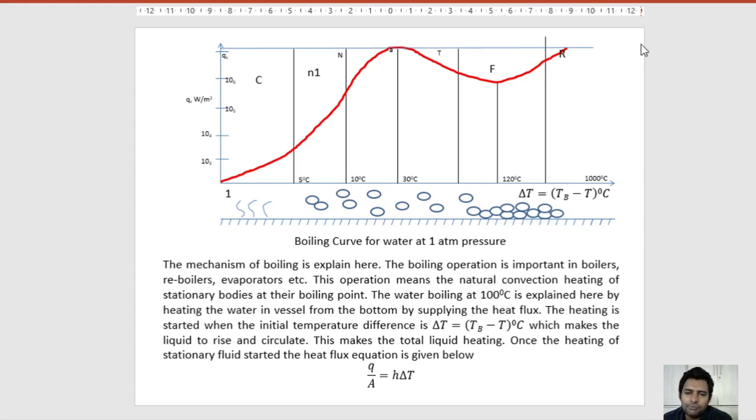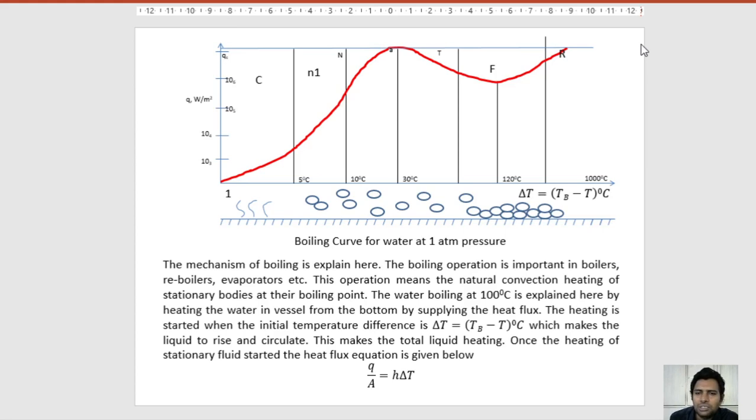Actually, the mechanism of boiling is explained here. Boiling operation is important in boilers, reboilers, evaporators, etc. And this operation means the natural convection heating of stationary bodies at their boiling point. Water boils at 100 degrees Celsius and is explained here by heating the water in a vessel from the bottom by supplying the heat flux. The heating is started when the initial temperature difference delta T is equal to T_B minus T degrees Celsius, which makes the liquid rise and circulate. And this makes the total liquid heating, and once the heating of stationary fluid has started, the heat flux equation is given below. Q by A is equal to h delta T.